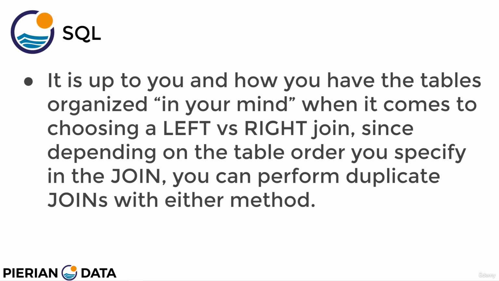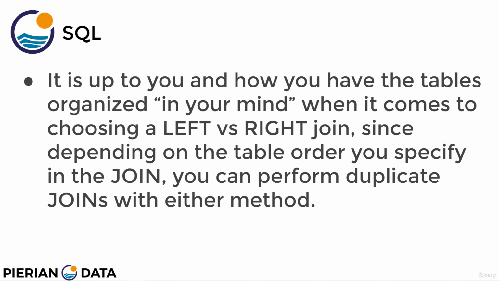Depending on the table order you specify in the join, you could perform duplicate joins with either method. So if two tables can be joined and you can get results with a left outer join, you should also be able to get the exact same results with a right outer join or right join by switching the table order, depending on the exact query you're doing. So really take your time to understand the left outer join extremely well, and then if you want, you can begin to use the right join if the moment calls for it, or you can always just stick to left join and switch around the table order there.